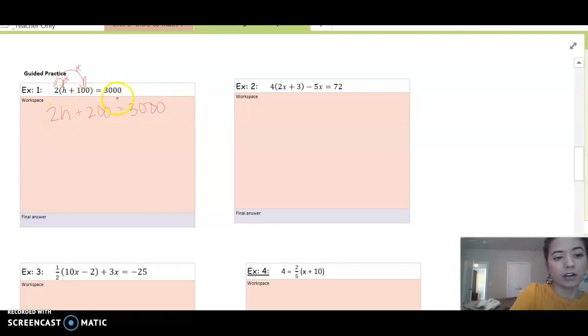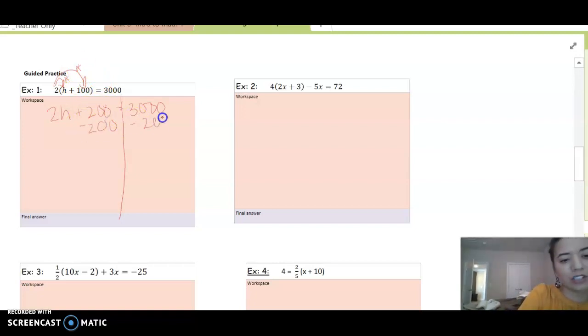Let's see, I don't see anything else with an h, and I can't combine the 200. There's nothing else over here that it can combine with. Again, we don't touch this 3,000 yet. Imagine that's on a different side of a wall here, and we're only looking to see if we can combine anything on this side. And then now we can solve. Would I move the 2 or the 200 first? Hopefully you're like, Miss, the 200, and you would be correct.